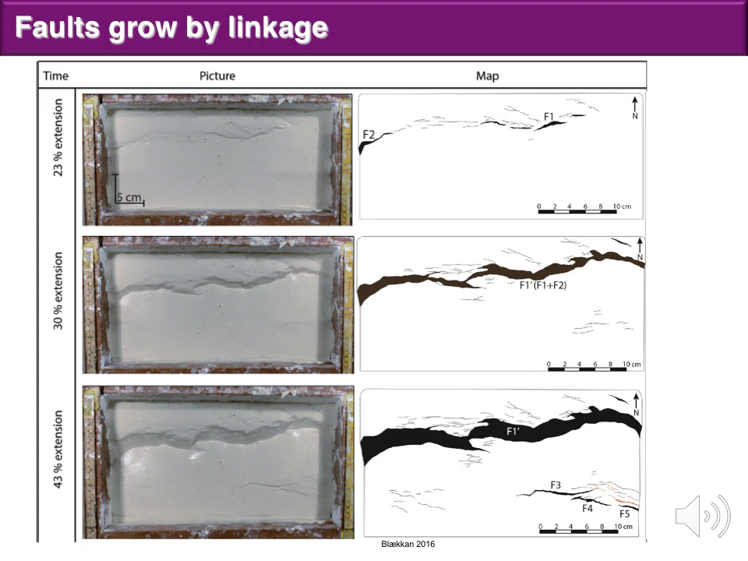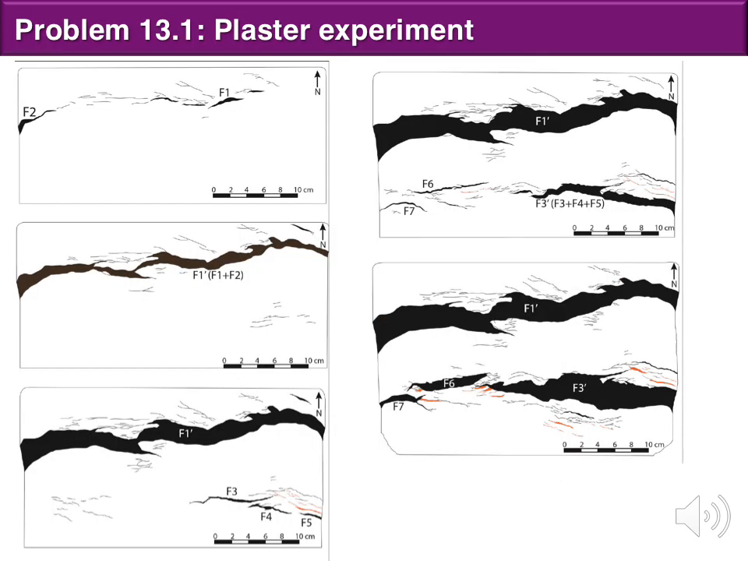In the lowermost right corner we can see F3, F4 and F5, and these also will link up. Let's continue the experiment on the right, upper right here. These now link up to form another long fault that is not completely linked up from one side to the other in the experiment, but it will if deformation continues.